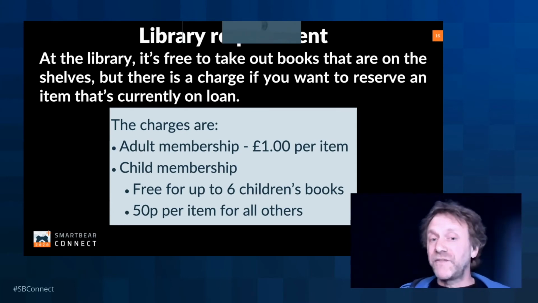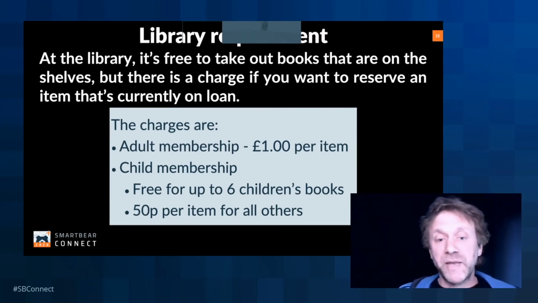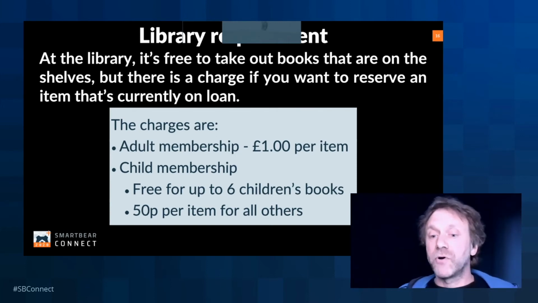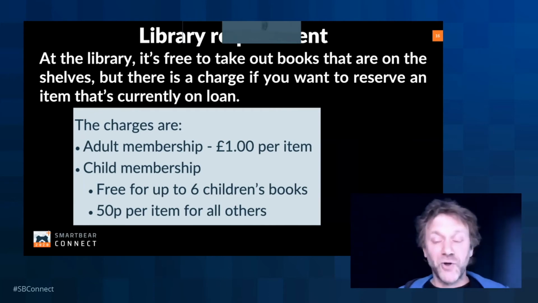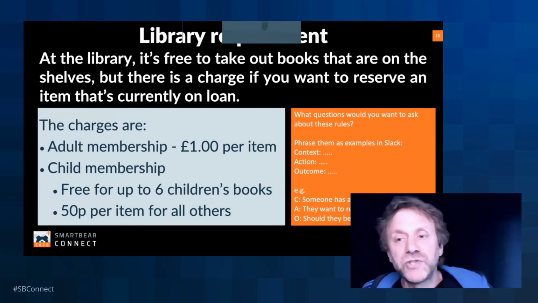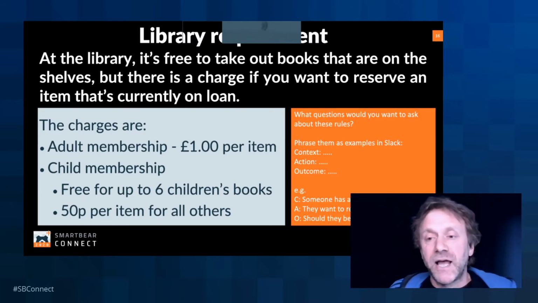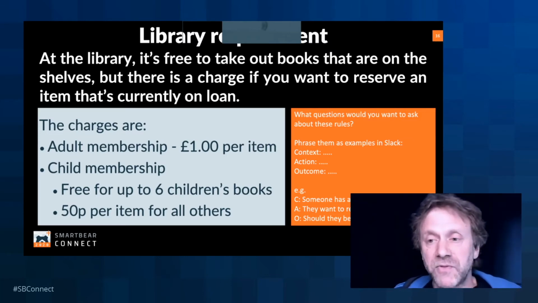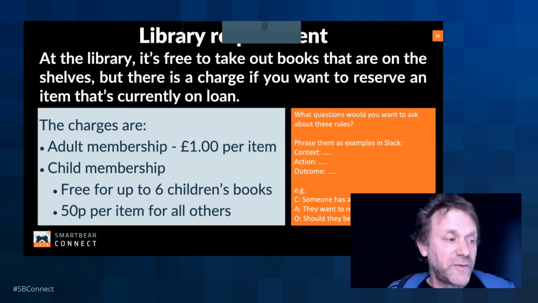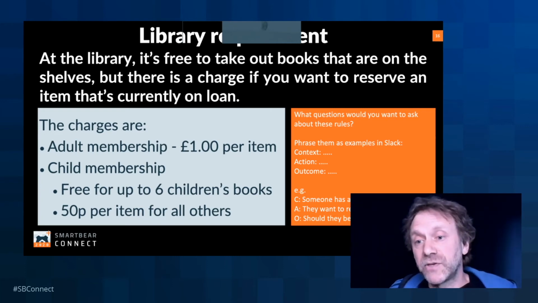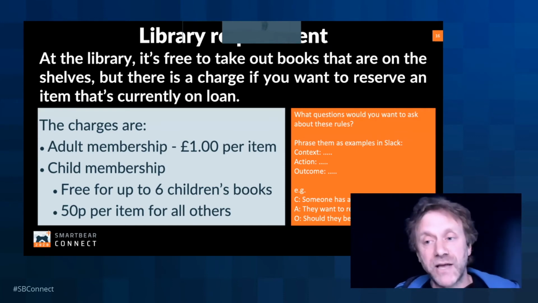The rules are that if you've got an adult membership, you pay £1 per item. If you've got a child membership, you can reserve up to 6 children's books free, but you have to pay 50p per item for all other items. Now that seems straightforward, and I would like you at home to consider what questions you would want to ask about these rules. I'd love you to chuck some of those questions into the Slack channel, and I would like you to use the format context, action, outcome.